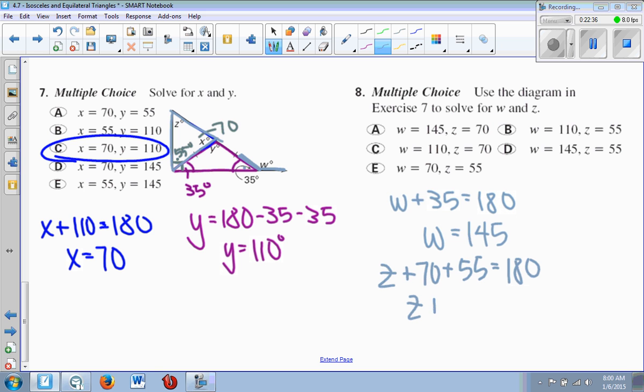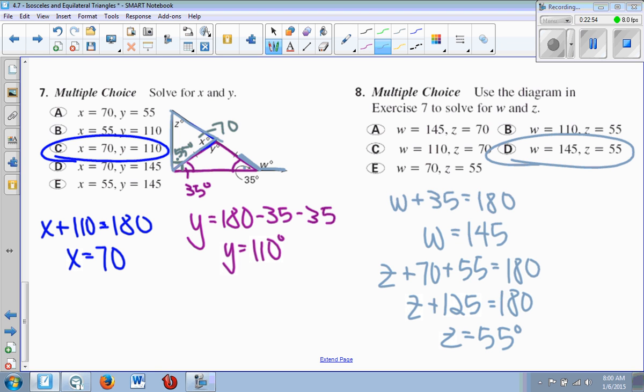Adding the 70 and 55 together gives me 125. And if I subtract from 180, I get a value of 55. So W 145 and Z 55 would give me letter D as my final answer.